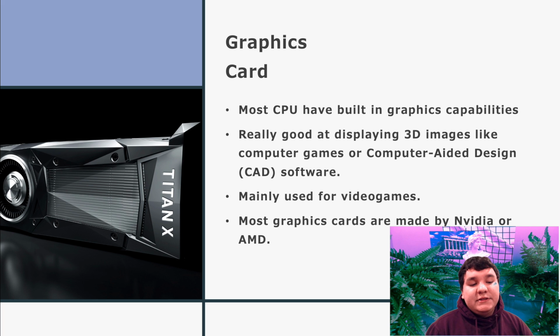Graphics cards are a device that displays and renders visuals. Modern day CPUs have built-in graphics capabilities, meaning you don't need to go out and buy a graphics card to watch movies or videos. Graphics cards are mainly used for video games, but companies and people that use computers to design stuff, like architects or animators, like to use graphics cards for rendering very detailed images and designs. Most graphics cards are made by either NVIDIA or AMD.